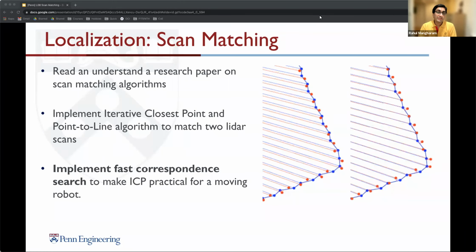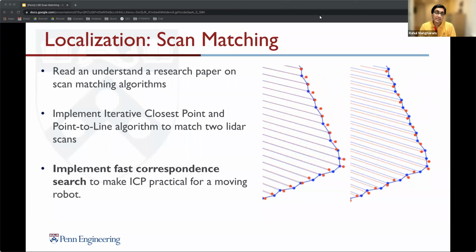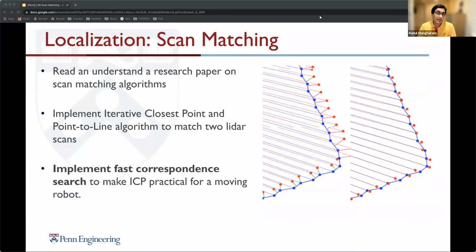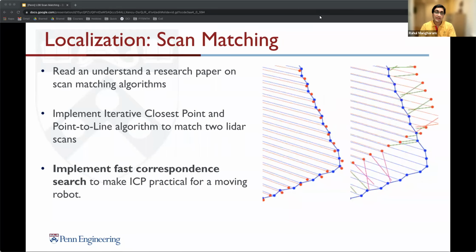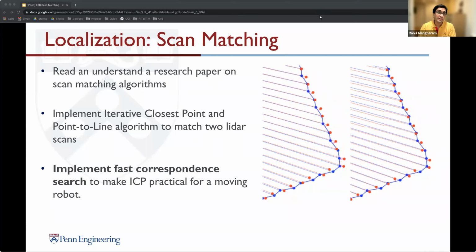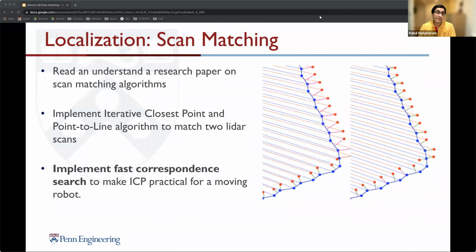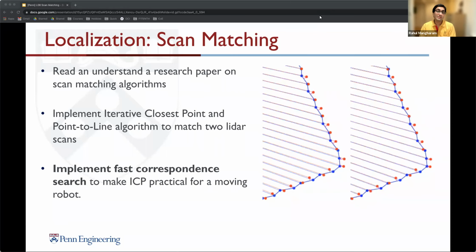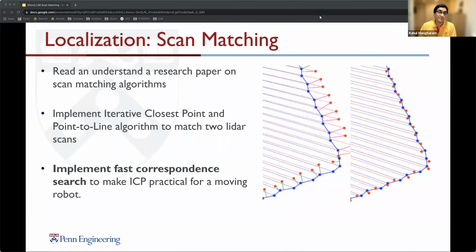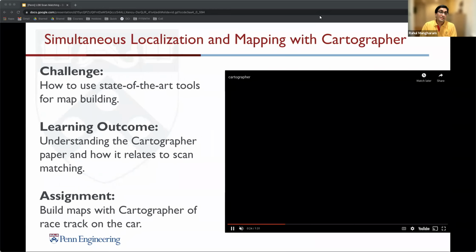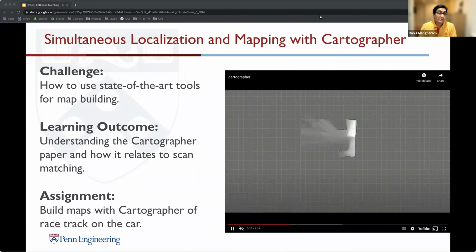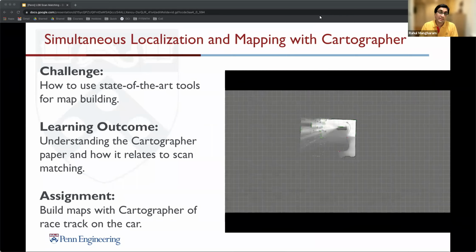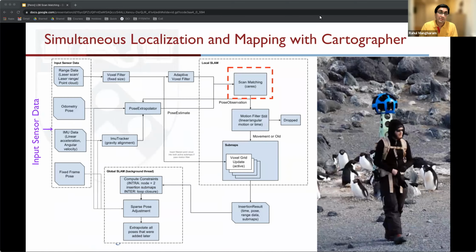You will understand a research paper on scan matching algorithms, work through the math for data association and alignment, learn how the vanilla ICP algorithm of iterative closest point matching works, and then implement more efficient and faster versions of that. So this will prepare us for SLAM algorithms such as Cartographer, which we will use out of the box. And that's why it's essential that we know what happens under the hood.